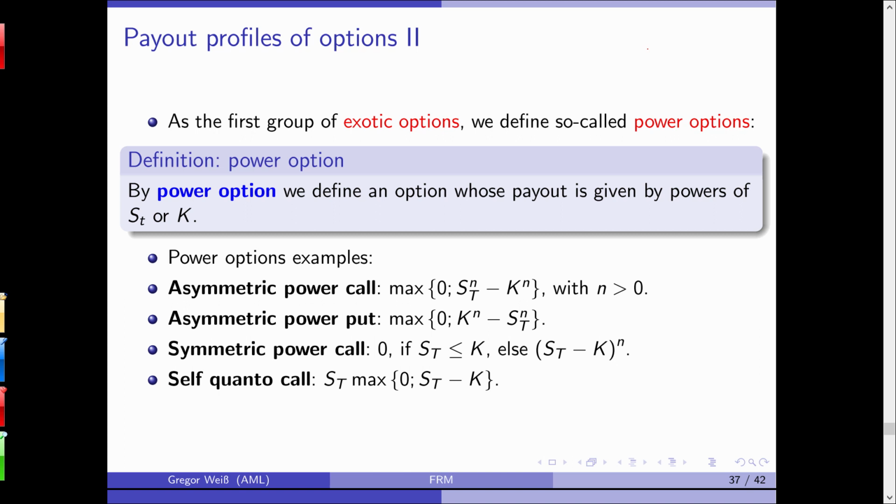Asymmetric power put, the same. Symmetric power call. So we have 0 if the stock price is lower than the strike, or ST minus K, and you now take the whole difference to the nth power. And you have a self-quantum call, which is ST times the maximum of 0 and ST minus K. So you multiply this difference with the stock price itself.